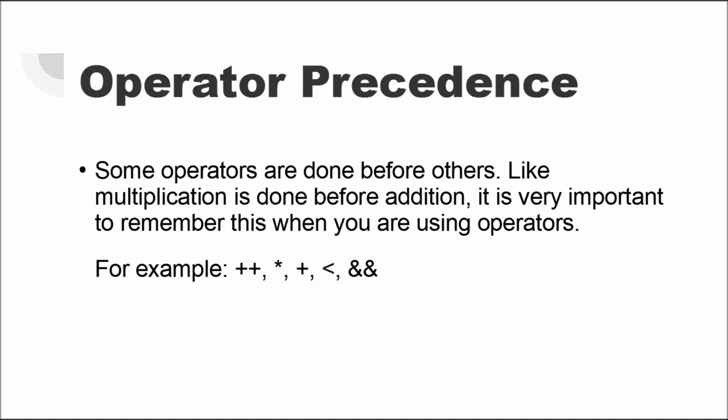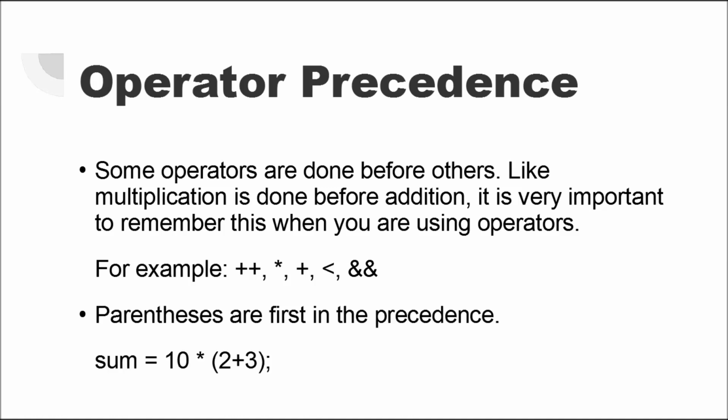Plus and minus are at the same precedence. But just remember, some operators are done before others, so don't get confused why your and is not done before your plus is done. Parentheses are also first in the precedence. So sum = 10 * (2 + 3). Just as in the order of operations, the value will not be 10 times 2 is 20 plus 3 equals 23. Instead, it will be 50. 2 plus 3 equals 5. 10 times 5 equals 50. Remember that if you have a problem and you need to raise the precedence of an operator, just put on parentheses. It'll raise it to the top.